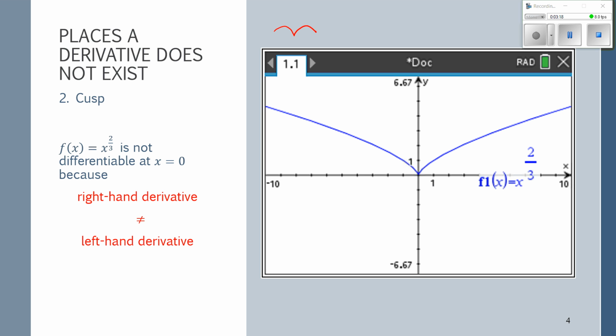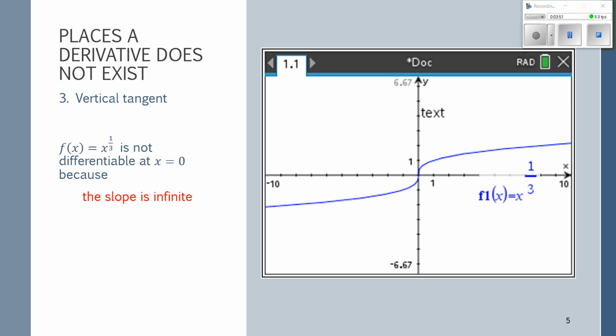So here I have x to the 2/3 power. It has a cusp at x equals 0. Where the cusp is, just like with the corner, the slopes aren't the same. I can see for the right-hand derivative that the slope is positive, whereas for the left-hand derivative, the slope is negative. And that's enough to tell me the left and right-hand derivatives aren't the same. So at 0, the derivative does not exist because the right-hand and left-hand derivatives are not the same.